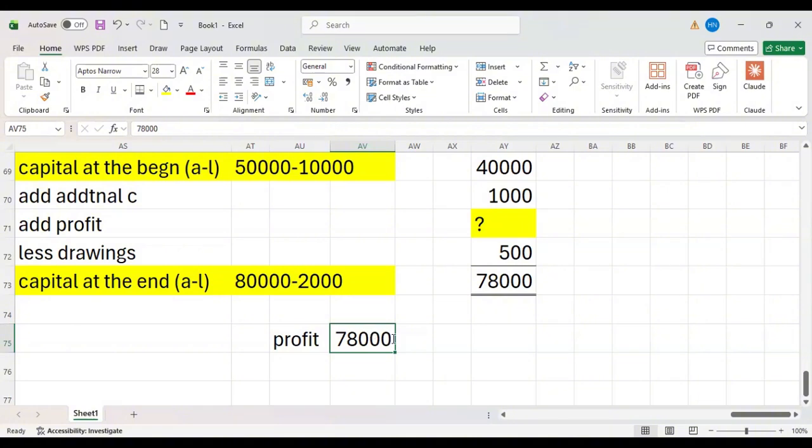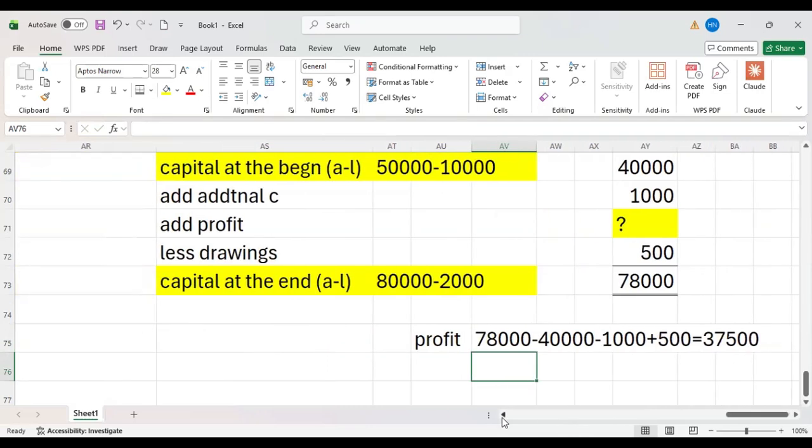So profit is equal to 78,000 minus 40,000 minus 1,000 plus 500. And that gives us 37,500. Yes. Thank you.